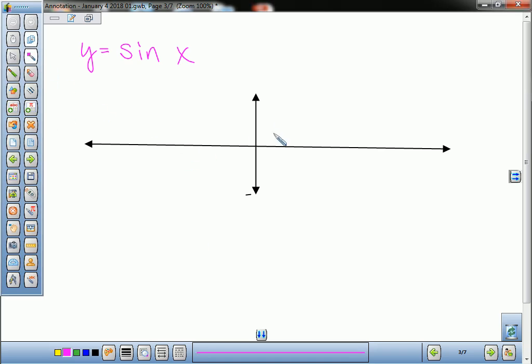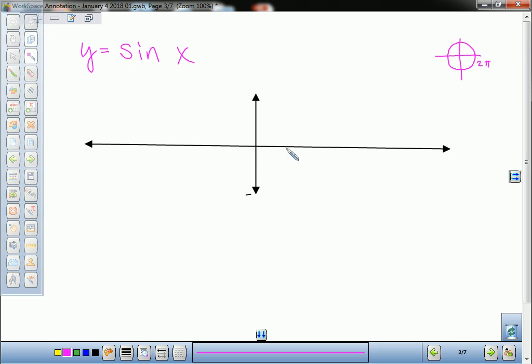Okay, so where did the parent graphs come from? They came from what we understood about the unit circle. And we know the unit circle completes in 2 pi. And we said that was a complete period.